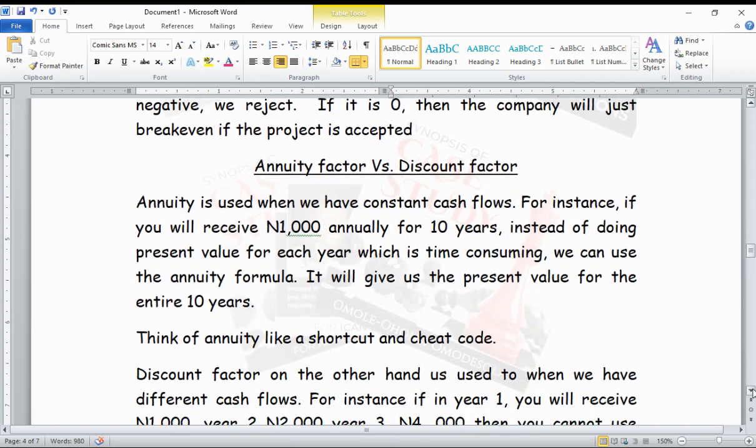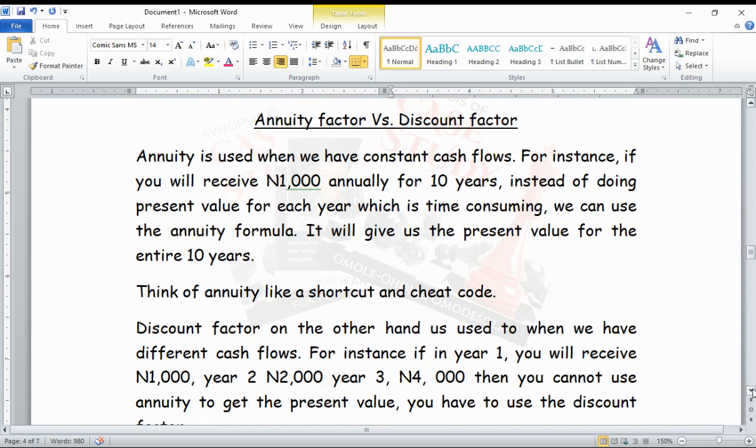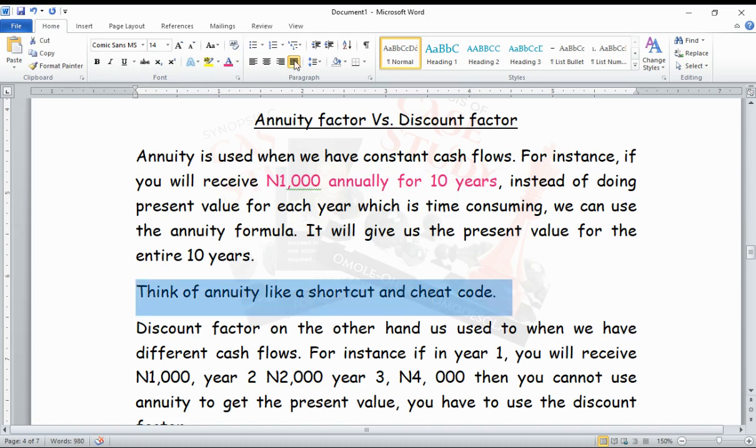So now we have annuity factor and discount factor. Annuity is when you have constant cash flows. You use this when you have constant cash flow. Like I said here, for instance, if you're going to be receiving 1,000 naira annually for 10 years, that means you are going to be receiving constant cash flows. Now there's a formula that we can use. Think of annuity like a shortcut or a cheat code. So with annuity, we can easily get what we want.